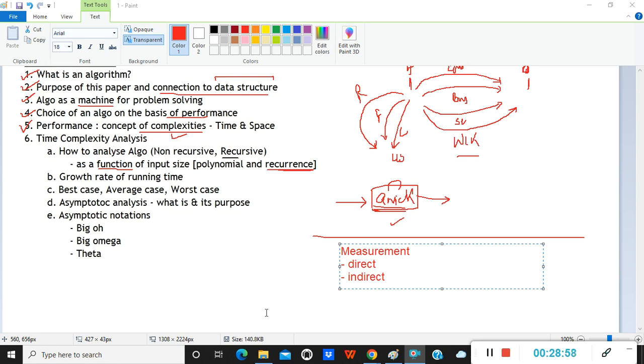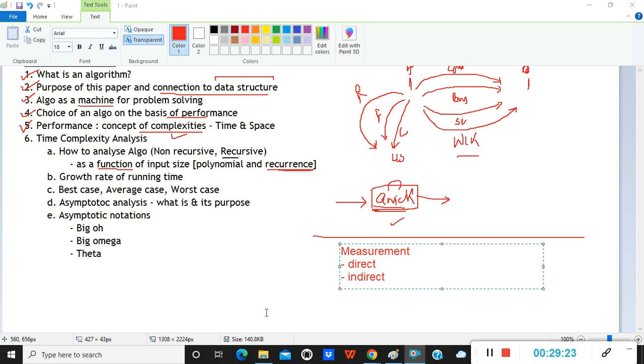What time the algorithm may take while executing. Now think, the purpose of having the time complexity, this is called time complexity. Time complexity is basically an indirect way of measuring the time, the runtime, for a particular algorithm.